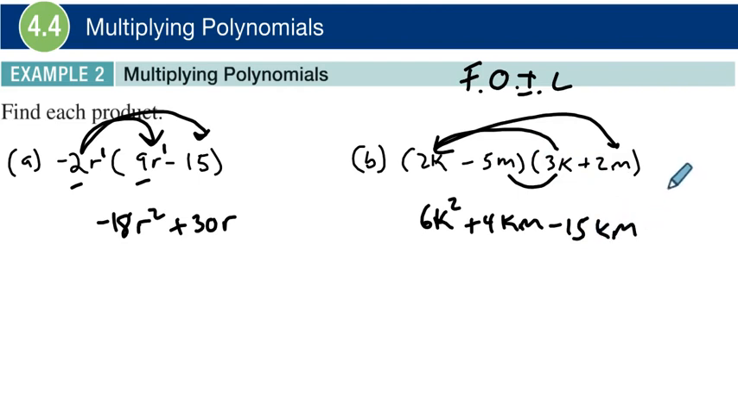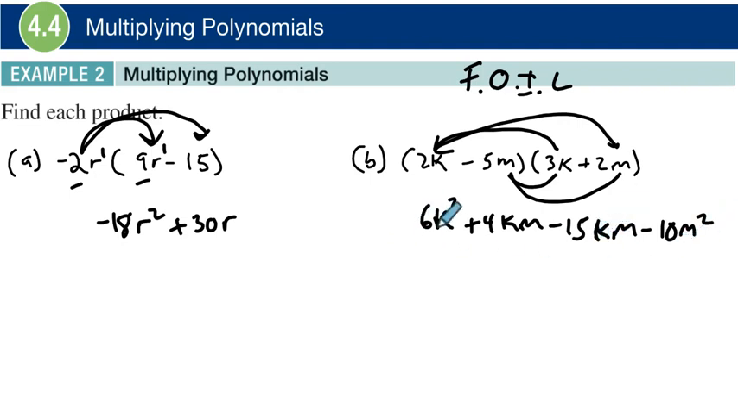Okay. And lastly, we want to do our last term. So this negative 5m is my last term, and this 2m is my last term. Just like that. It's kind of like taking your first term and distributing it, and then taking your second term and distributing it. You can look at it like that as well. So negative 5 times 2 is not a positive, but a negative, so that's a negative 10m squared.